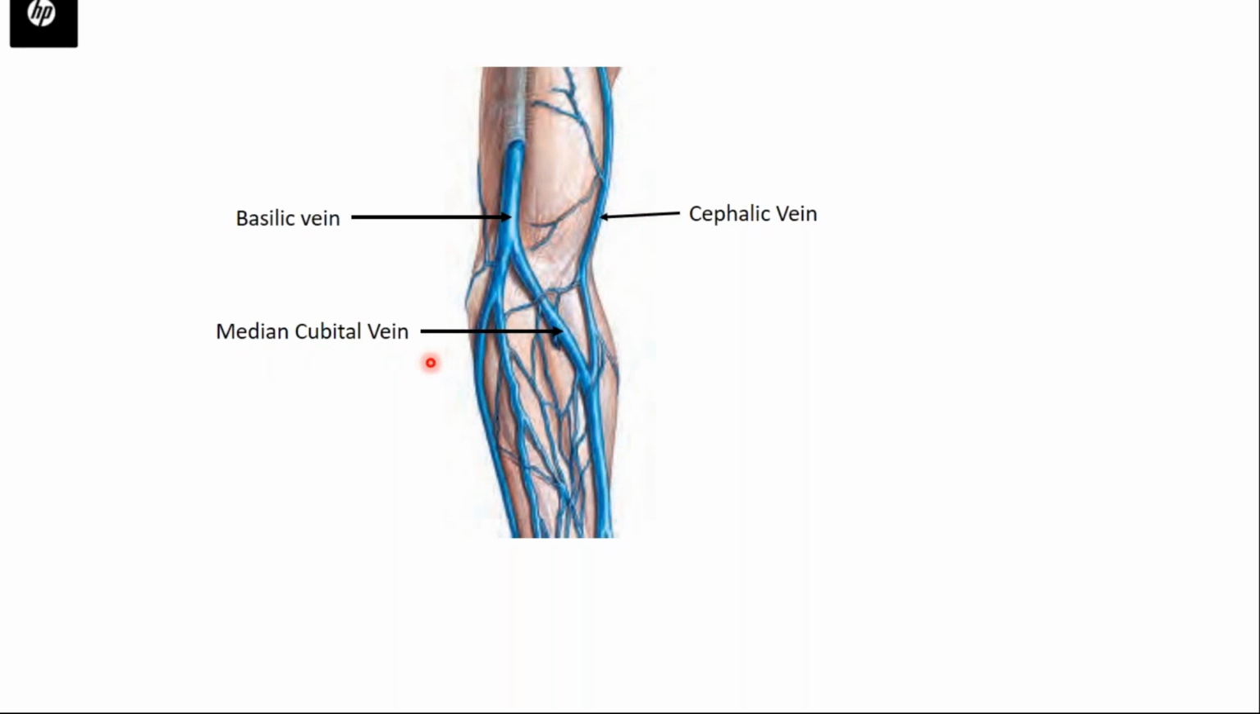Okay, so that you already know from the picture, but my question is, why do they use the median cubital vein for withdrawing blood? Why not a basilic vein? Why not a cephalic vein?